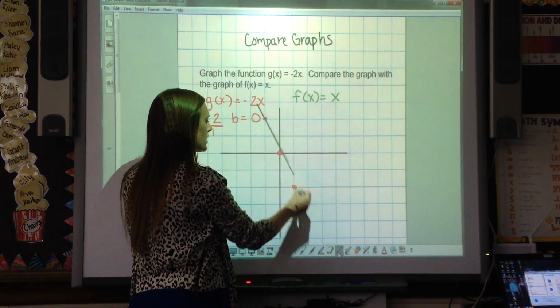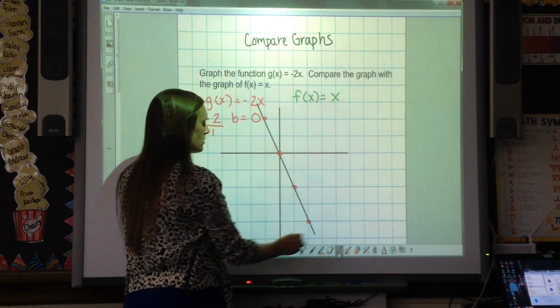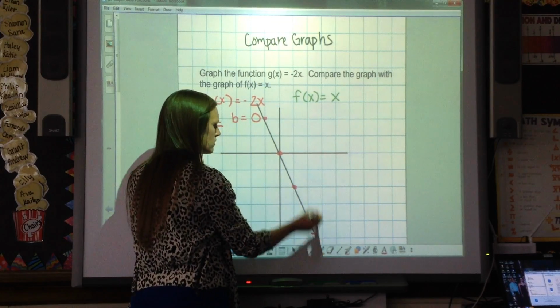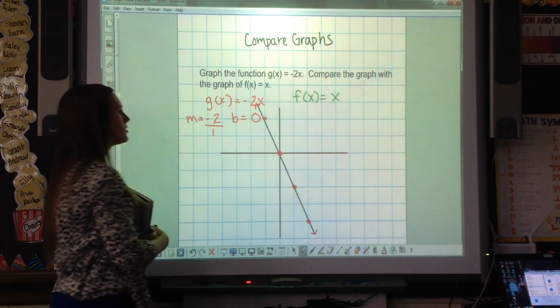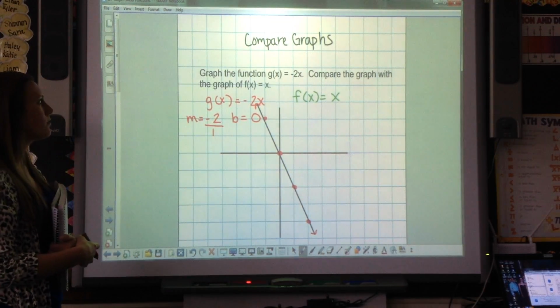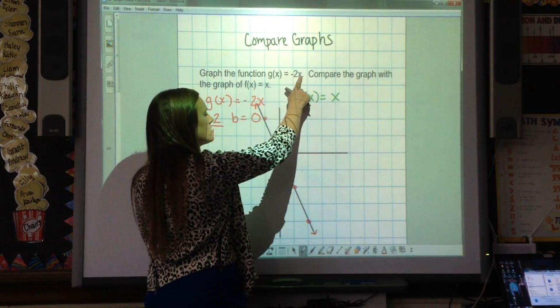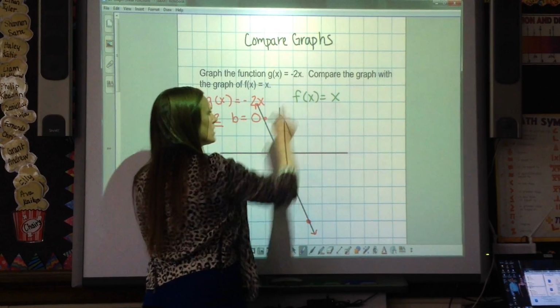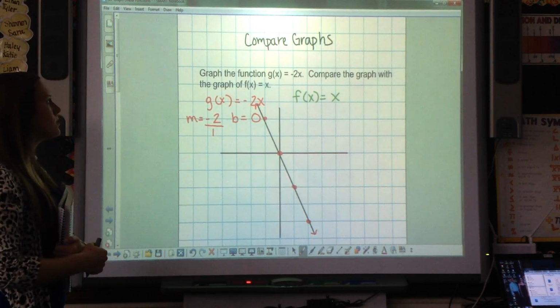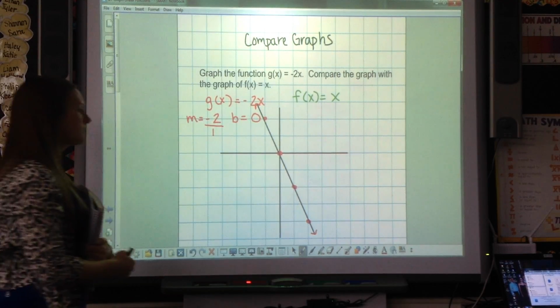You're going to want to use a straight edge. So my function looks like that. So I did step 1. Graph the function g of x when it equals -2x. Now I'm doing the next sentence. Compare the graph with the graph of f of x equals x.